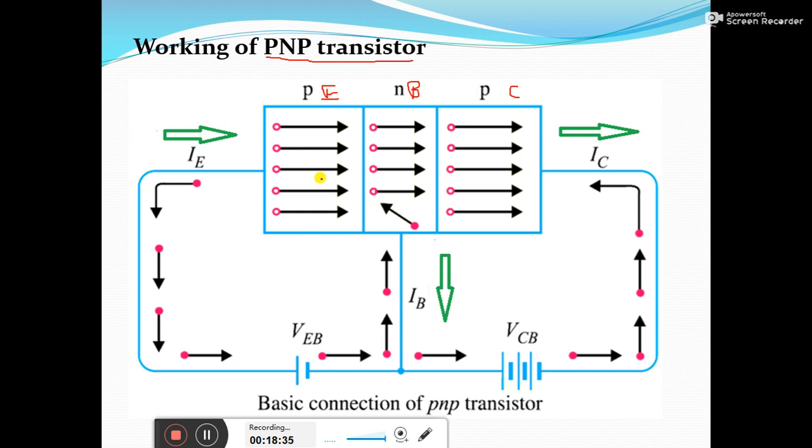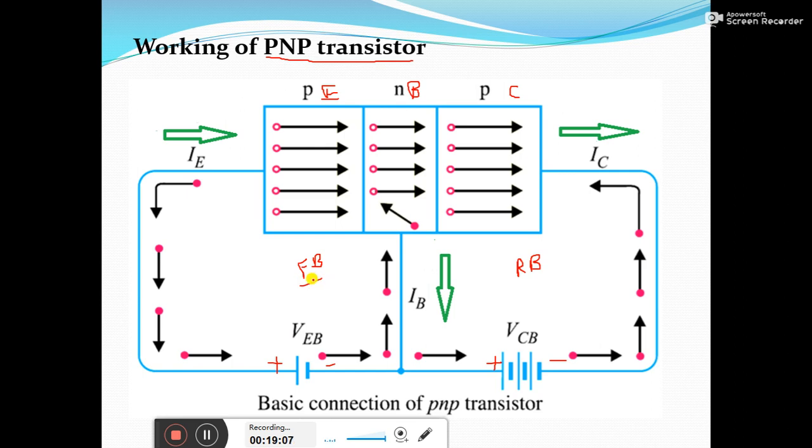As you can see here, the p-type layer is connected to the positive terminal of the battery and the n-type layer is connected to the negative terminal of the battery. I can say the emitter to base junction is forward biased. And here the n-type layer of the base is connected to the positive terminal of the battery, and the p-type layer of the collector is connected to the negative terminal of the battery. I can say the collector to base junction is reverse biased.